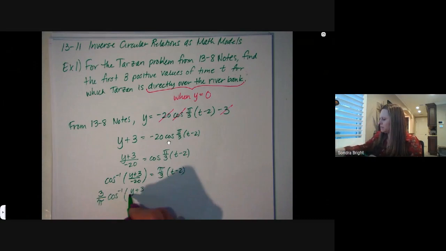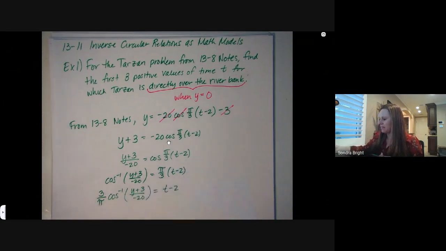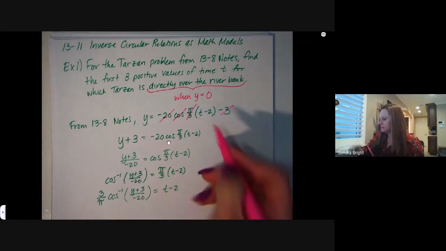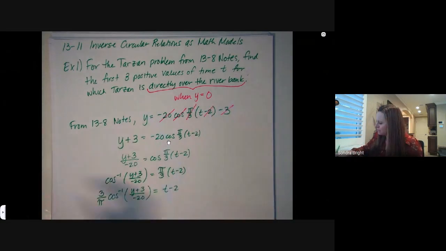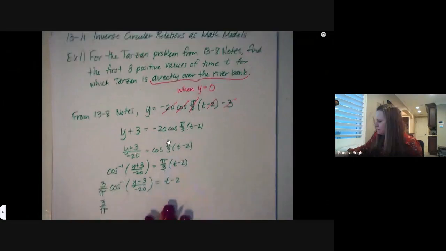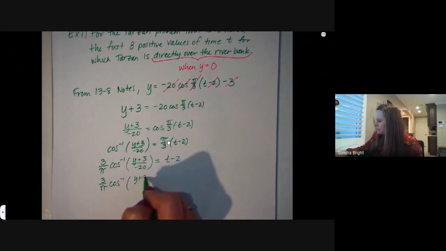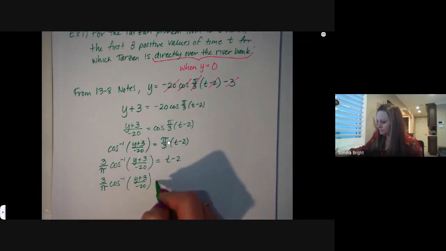All right, so I got rid of the pi over 3. And then the last part is the 2. By adding 2 to both sides, I'll have 3 over pi times inverse cosine of y plus 3 over negative 20, plus 2, is equal to t.